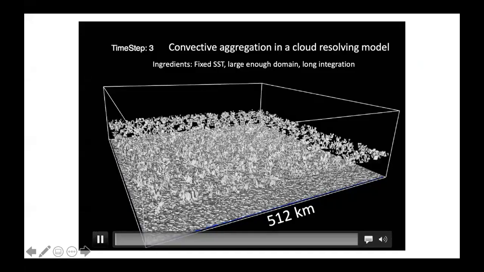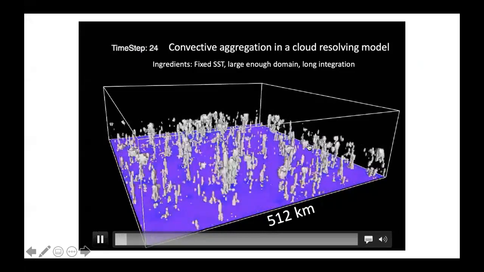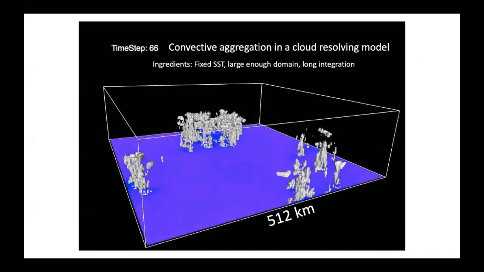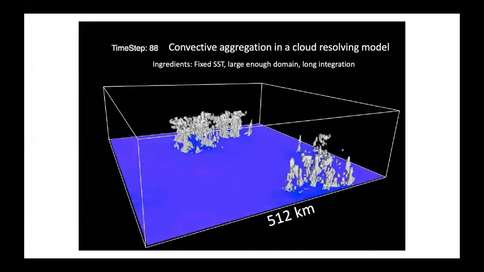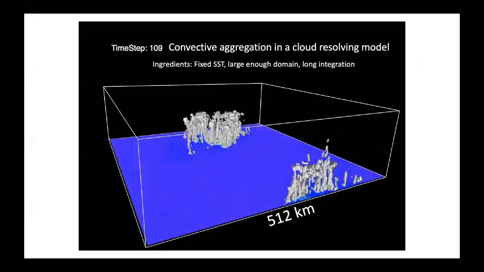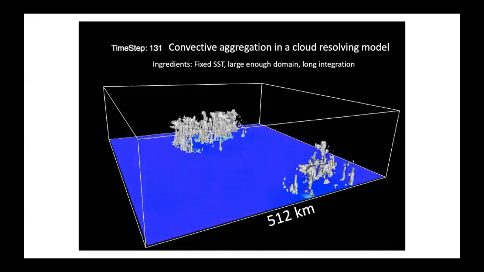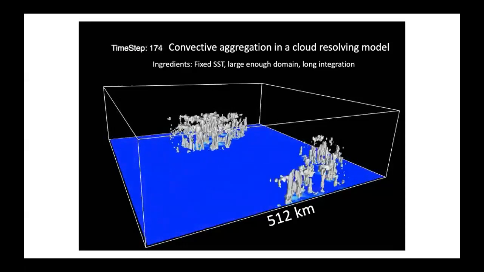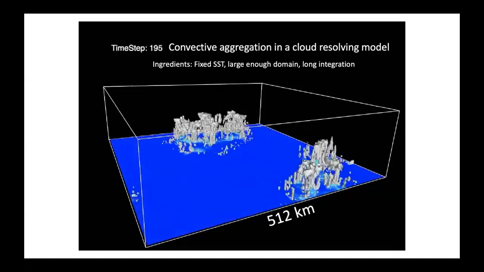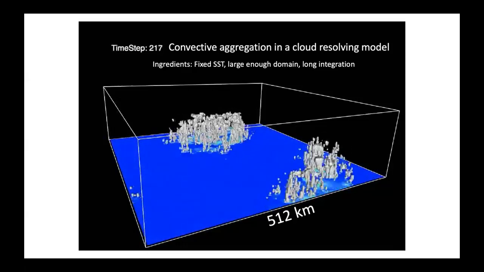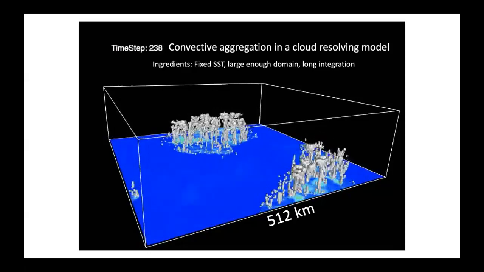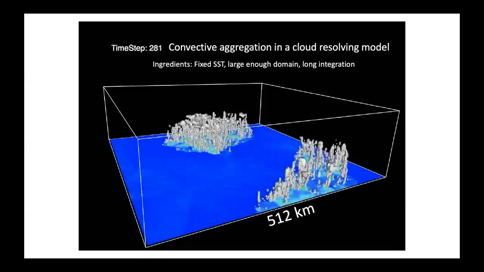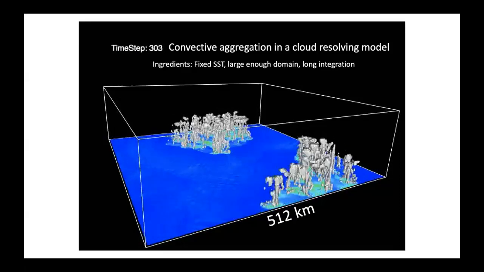So what is convection aggregation? When you simulate the radiative convective equilibrium in a cloud resolving model with fixed SST and a large enough horizontal domain, and through long-term integration, the convection will develop into the aggregated state as shown in the animation below. This kind of aggregated convection has a strong impact on the radiation. Hence, people study this impact of aggregated convection on climate sensitivities.